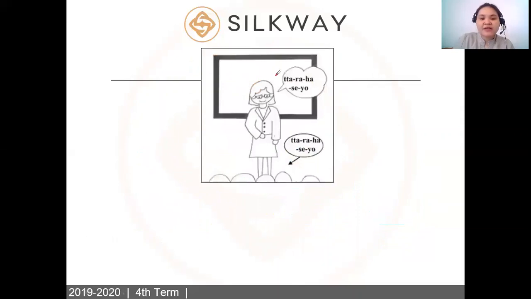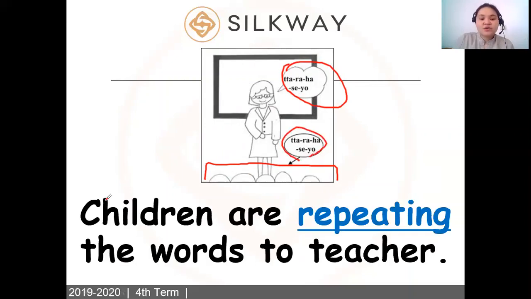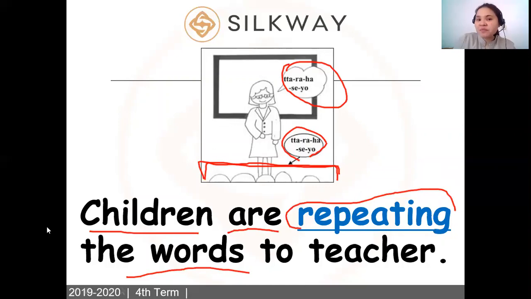What about here? This is the teacher, and you can see these are maybe her students. The teacher is saying a word or a sentence, and her students or pupils are repeating them. So you will say, children are repeating. Why are? Because they are many. We have many children. Children are repeating the words to the teacher. The children are repeating after her. So I hope it's clear.